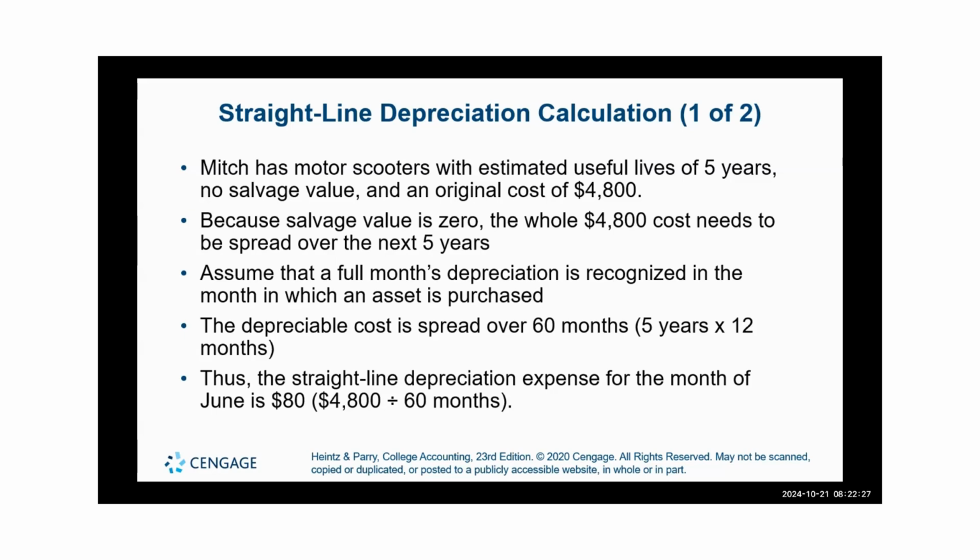5 years times 12 months, because we're going to depreciate this month by month. 5 years times 12 months is 60 months. Okay, so my straight line depreciation for all of these motor scooters is going to be $80. So 4,800 divided by 60 months. Every single month, I'm going to reduce these motor scooters by $80.